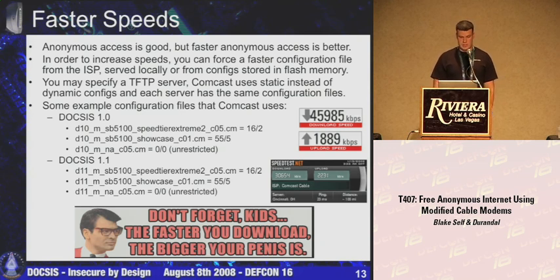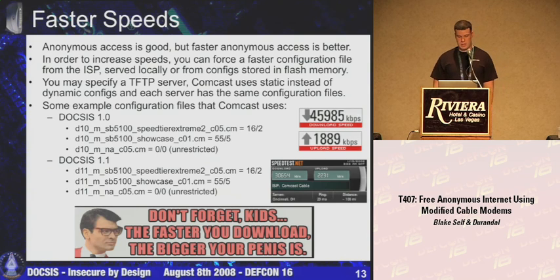So here are some example configuration files that Comcast uses. DOCSIS 1, they have the speed tier 2, which I think, maybe on Theory Share, they might talk about that. There's a site where people always seem to refer to that config, 16 down, 2 up. Then you have the showcase, which is actually generally the best one, at 55 down and 5 up.